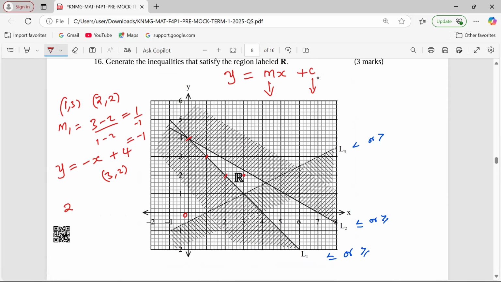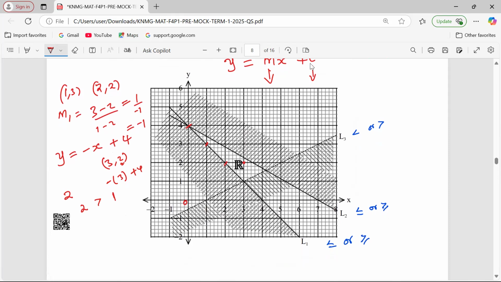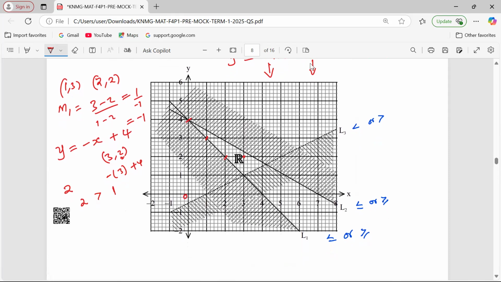So 2 on the left, which is y. Then on the right-hand side, we have negative the value of x, which is -3 plus 4, which is 1. So we compare the relationship between the left and the right. Is 2 greater or less than 1? 2 is greater. So if 2 is greater, then the inequality symbol will be greater than or equal to.